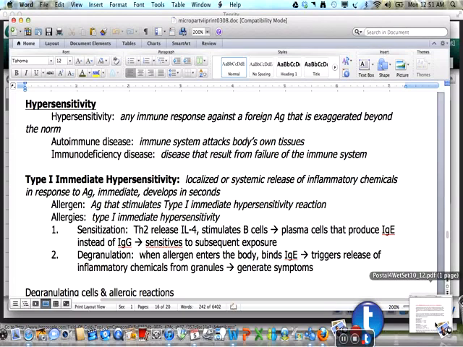This is Microbiology, Unit 7, Part E of the lecture, the last and final part of this unit.